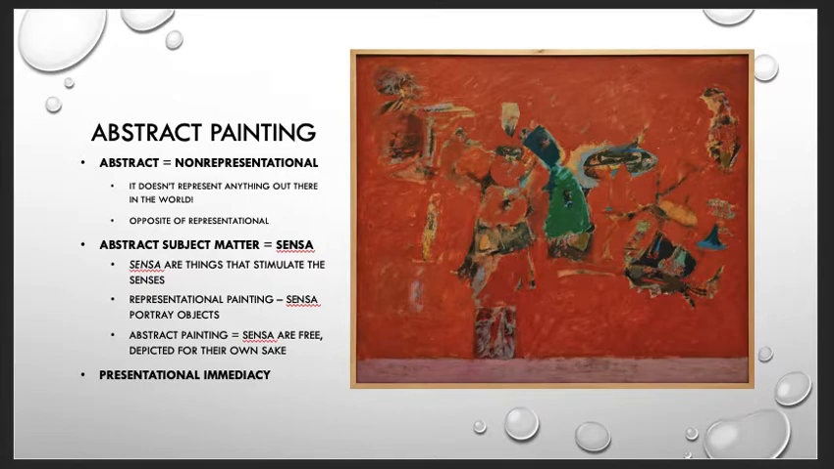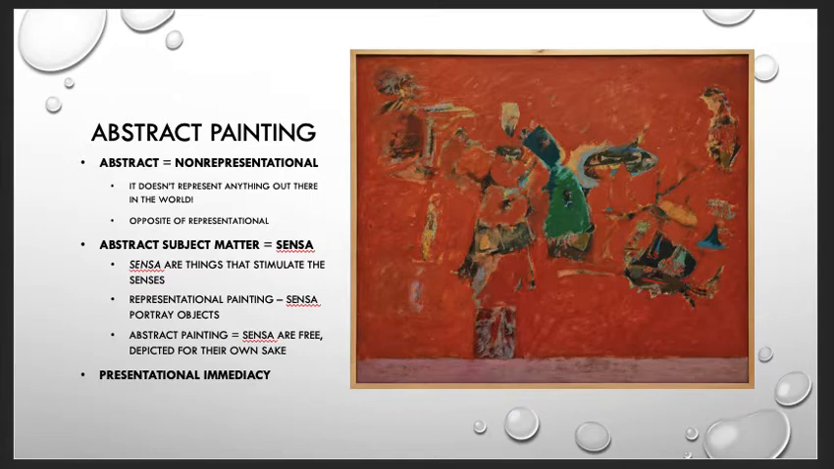So we can just enjoy the sensations that an abstract painting gives us without worrying about what it's trying to represent in the real world. So free your mind, and it's okay if something doesn't represent something in the real world. That's what abstract painting is, and you can just enjoy the sort of senses that a painting gives you or a sculpture gives you.